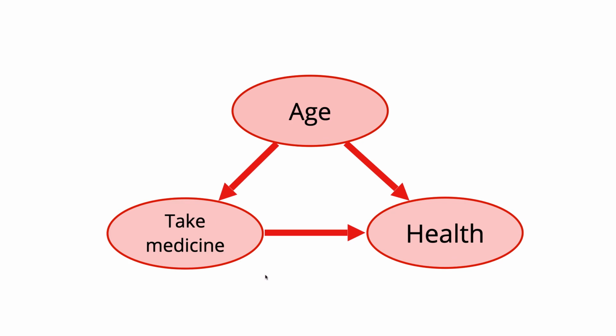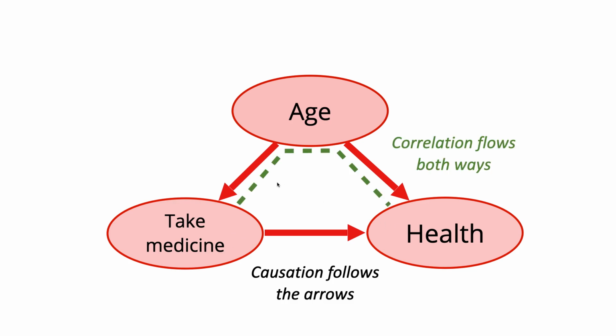So now we have causation following the arrows, and we're interested in the effect of taking medicine on health. But there's a non-causal path from taking medicine to health that goes through age. So somehow in our model we need to control for the effect of age.